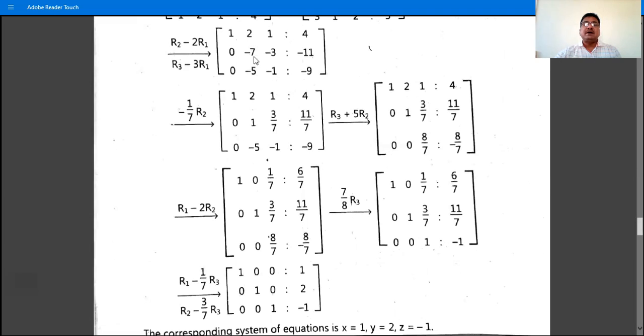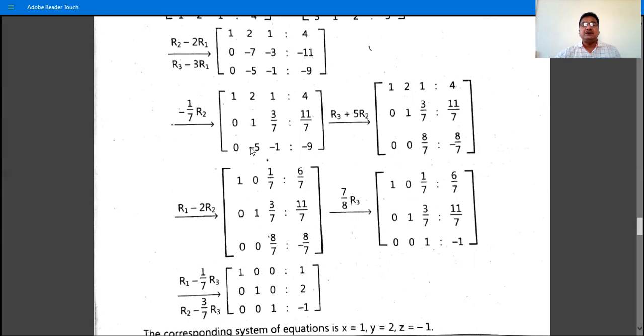Then we have to reduce this minus 7 to 1. So in order to reduce this minus 7 to 1, the operation is minus 1 by 7 R2. That is, multiply this second row by minus 1 by 7. So we have 1 at this place. We have some fractions, 3 by 7, 11 by 7, but it is not possible to avoid these fractions, because in order to reduce this minus 7 to 1, we have to apply the transformation minus 1 by 7 R2. So we have 1 at this place.